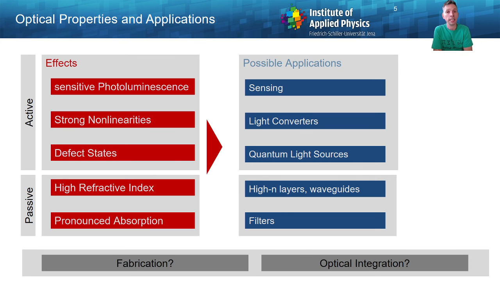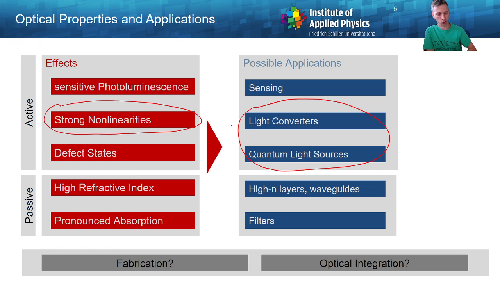Now, this is not the only interesting property which these materials have. They have a lot of interesting properties in optics and photonics. During this talk, I will also look into a second property, namely their strong nonlinearity. These materials are highly nonlinear, which means that they can, for example, convert two photons into one photon of higher energy, which is called second harmonic. And this is something which is frequently used in light converters or quantum light sources.